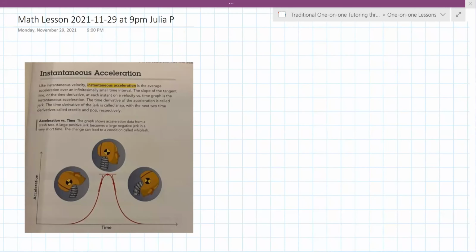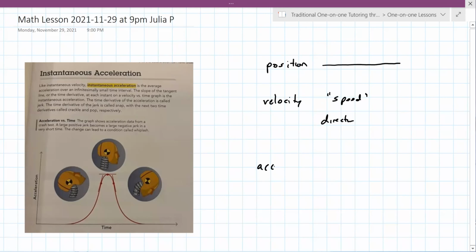Acceleration is like instantaneous velocity. Let's just review here. There's position, which is how far you're going along here. Your velocity, we often think of this as speed, but velocity includes a direction. And then acceleration, and if you're driving, they're trying to show you some head positions here of the test dummies, is how fast you're either speeding up or slowing down.